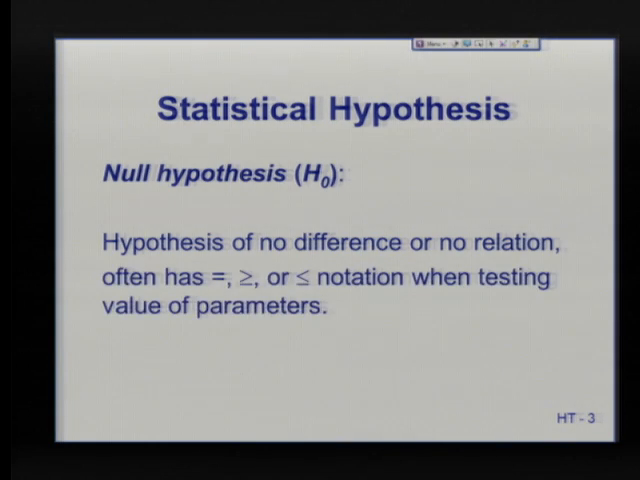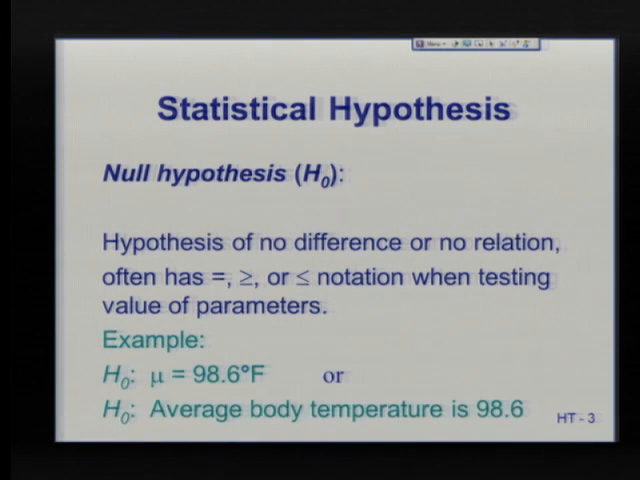If you want to use a math expression to display your null hypothesis, when you compare with a certain value, you always have an equal sign in there, either strictly equal, or greater than or equal, or less than or equal. So for testing whether the mean body temperature is 98.6 or not, you can say the null hypothesis is mean equal to 98.6, with an equal sign in there. Or you can just write a statement: average body temperature is 98.6. That is the null hypothesis.